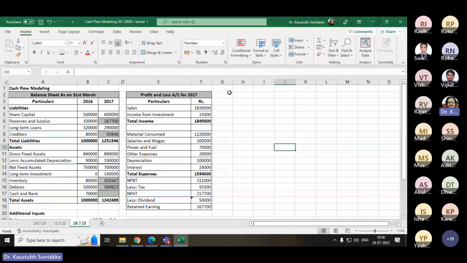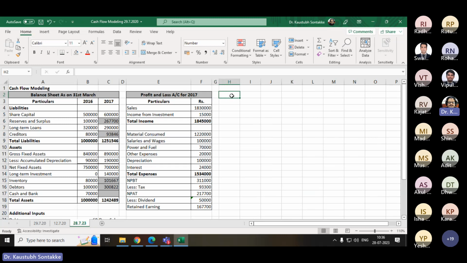So now we will start with the cash flow statement from this balance sheet and profit and loss account. I will reduce the size of column G, and in each column I will write cash flow statement for 2017.